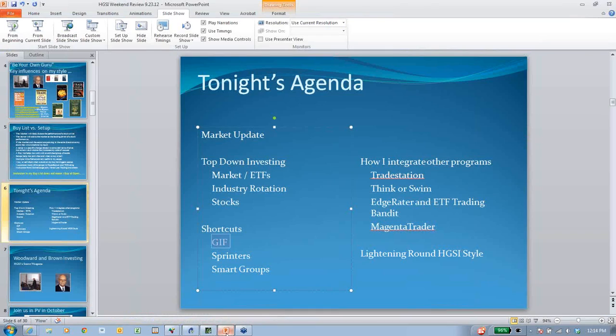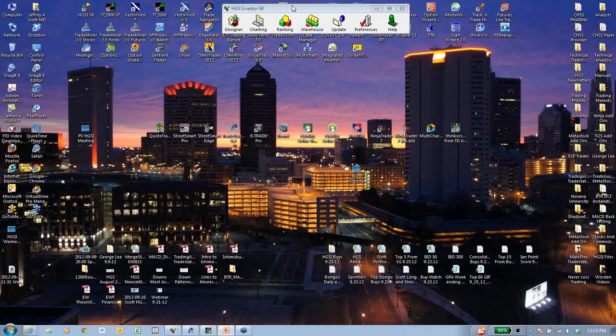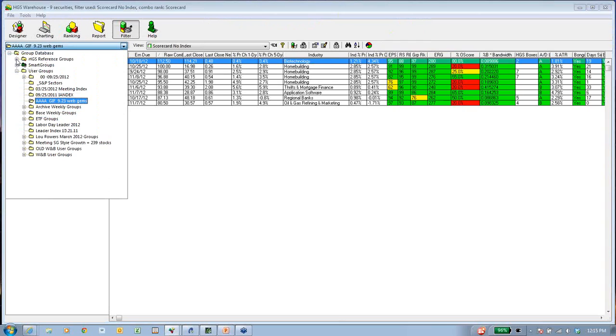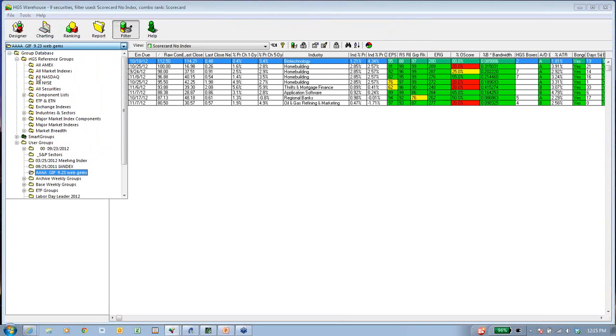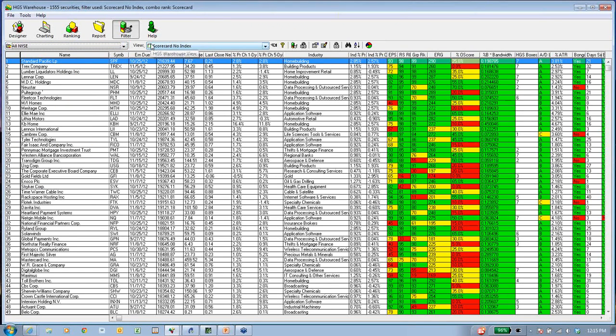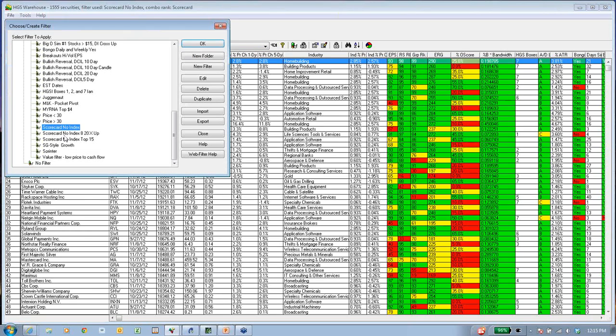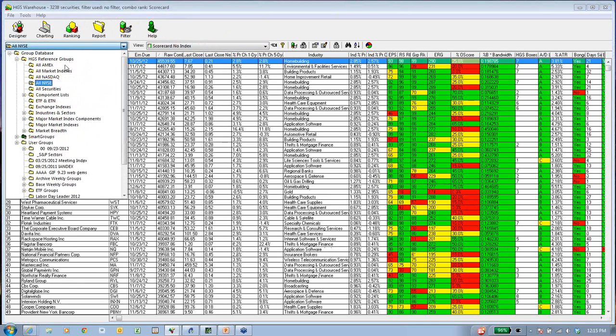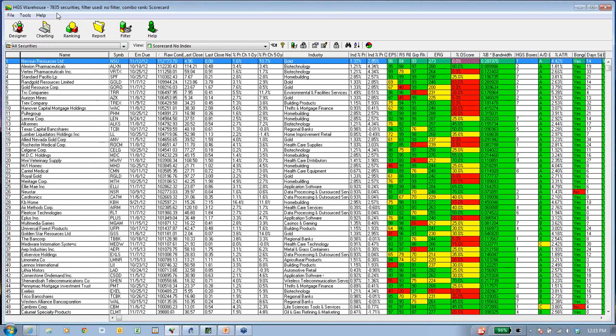Go back and see what else I told you to do. Now, one of the things that you can build within HGSI is these things called views. So I'm going to go into all stocks, all securities, and I'm going to take the filter off. And you can see you start with about 9,000 stocks. Well, when I get to the right place, boom, 8,000 stocks, 7835.